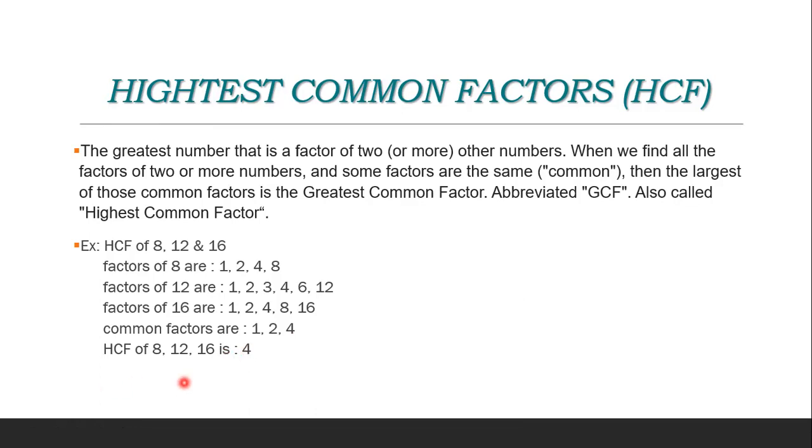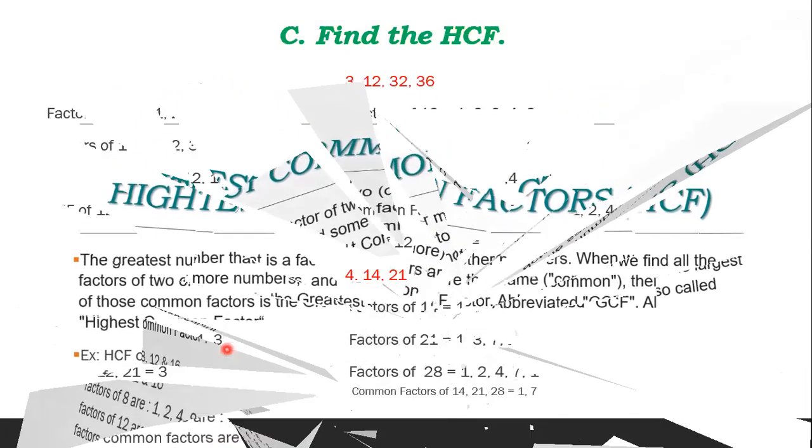So now the HCF of 8, 12 and 16 is, in this 1, 2, 4, which is the biggest number? 4 is the biggest number, so we will write that. That will be the HCF of the given numbers. HCF means highest number. So among the common factors, the highest number will become the HCF. In this way we will find HCF.